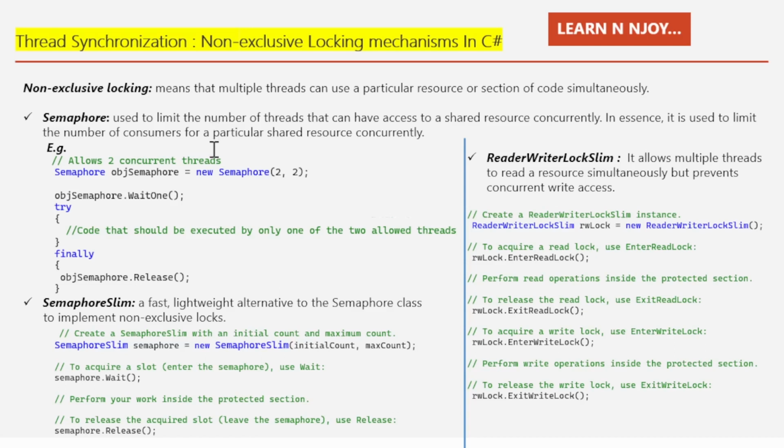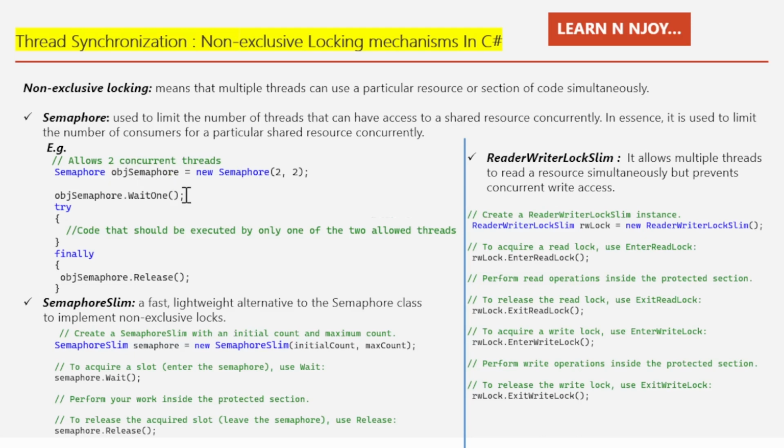So how are we going to use a semaphore in C#? For that, we can see the example over here. Here I am creating an instance of the semaphore. That's what I have written: Semaphore objSemaphore = new Semaphore(2, 2). The first parameter is the initial count and the second one is the maximum count. Basically we are saying that we are going to allow two concurrent threads with the help of the semaphore. That's how I have created an instance of the semaphore.